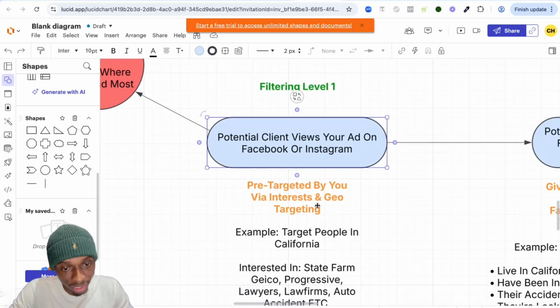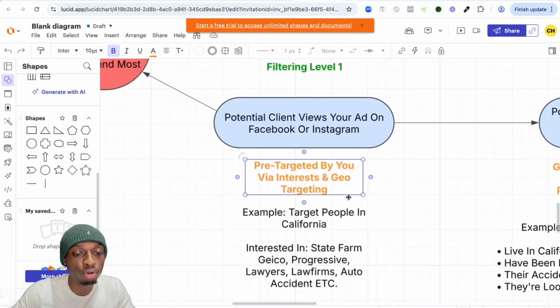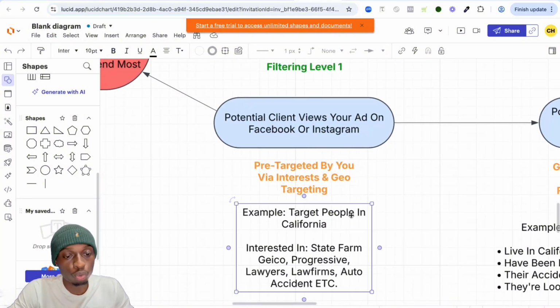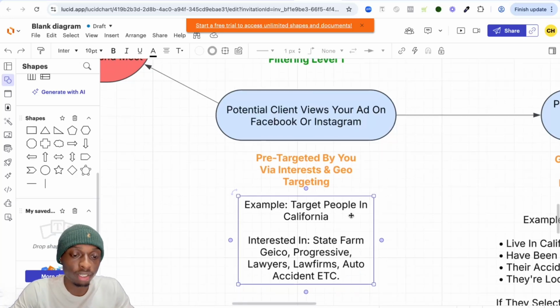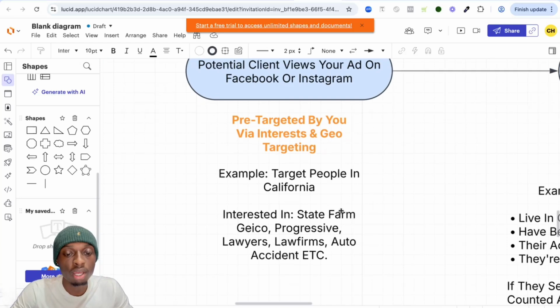Now those people, like I said, are pre-targeted by you via interest and geo-targeting. An example: you want to target people in California, right? You're a California personal injury attorney or auto accident attorney, whatever the case may be. You would target people interested in State Farm, Geico, Progressive, lawyers, law firms, auto accidents.